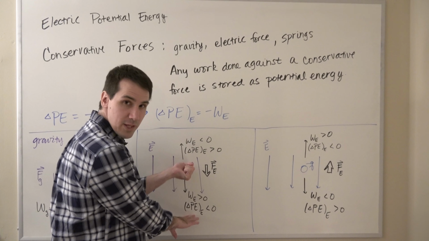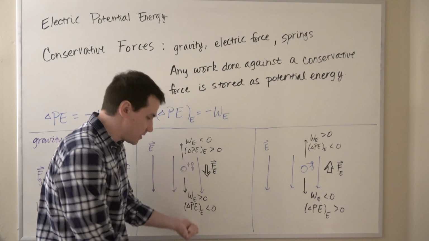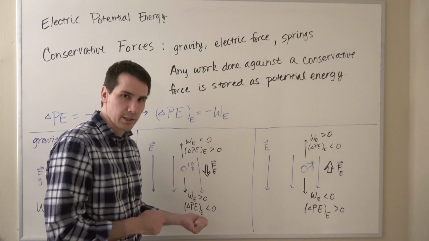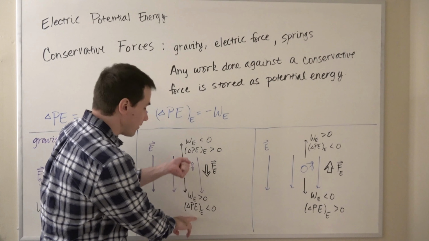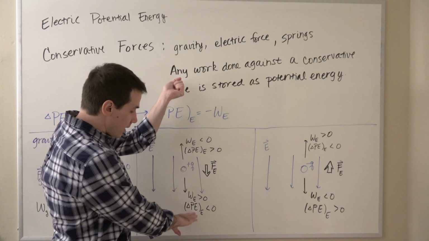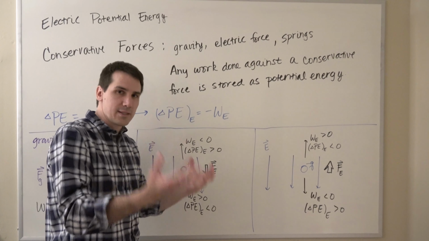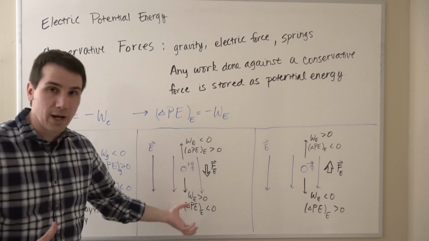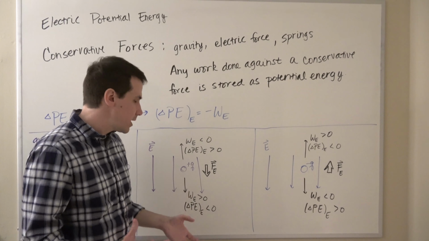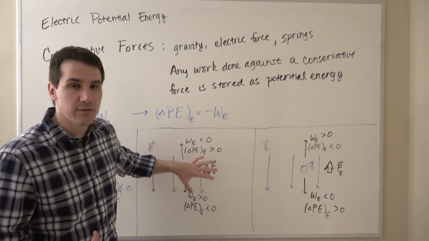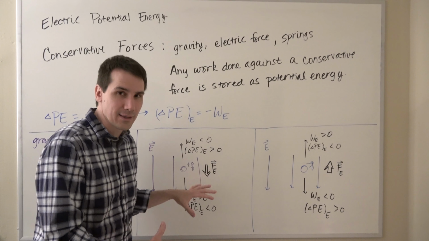If I release it from this point, it'll have this distance to gain speed through the electric field. But if I lift it higher, well then, now when I drop it, it's going to have a much longer distance to gain speed. It's going to have more energy. Where did that energy come from? It came from the potential energy of the ball stored in the electric field.